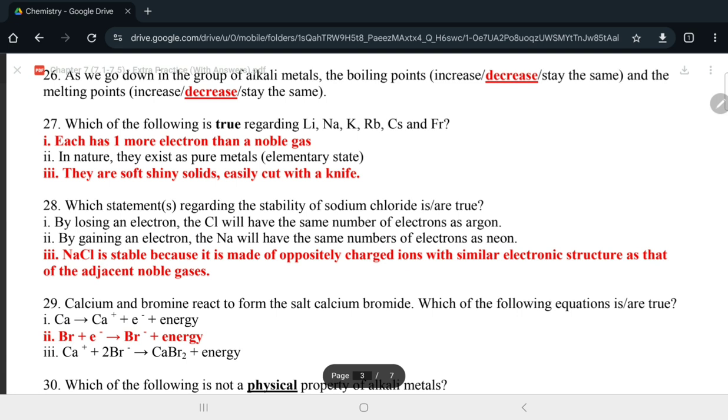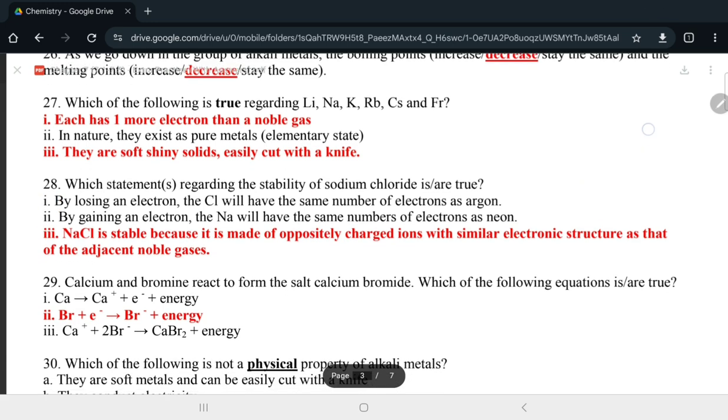Which statement regarding the stability of sodium chloride is true? By losing an electron, Cl. Wrong. Cl doesn't lose an electron. It gains an electron. So this is immediately false. By gaining an electron, sodium. Sodium does not gain electrons, it loses electrons. So this is immediately false. NaCl is stable because it is made of oppositely charged ions with similar electronic structure, such as the adjacent noble gases. Yes, they are formed by oppositely charged ions. Okay, so the last part is true.